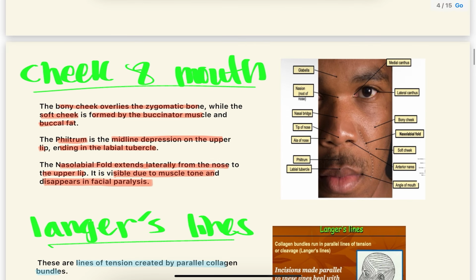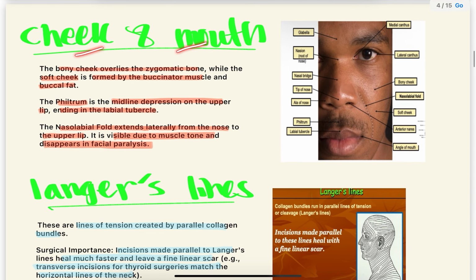Okay, let's move on with talking about the cheeks and the mouth. So in the cheek, I have a bony cheek and a soft cheek. So this bony area and this soft area. Now for the bony area, why is it bony? Because it's overlying the zygomatic bone, whereas for the soft area here, it's formed by the buccinator muscle and the buccal fat. And we are going to take a look at the muscles later on, so put this in mind, buccinator muscle.